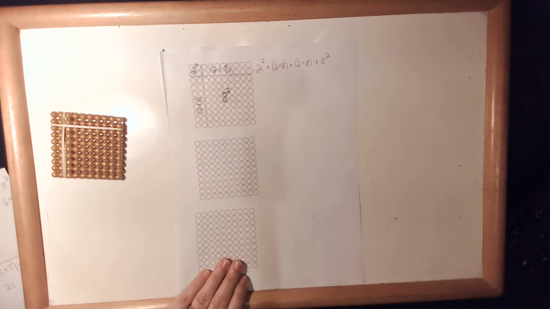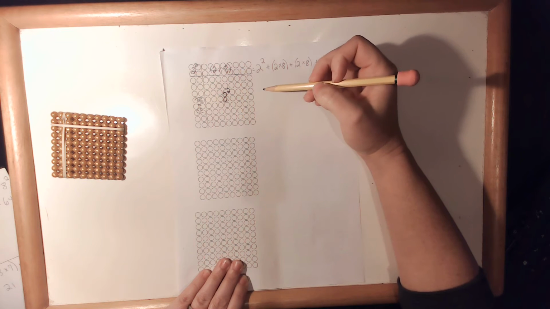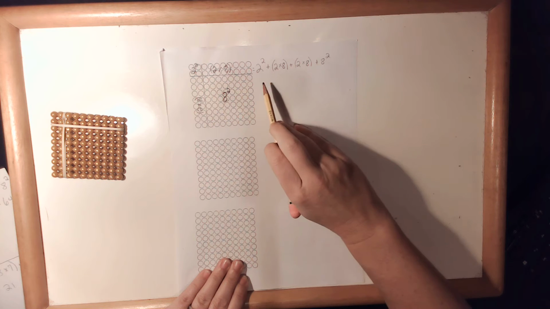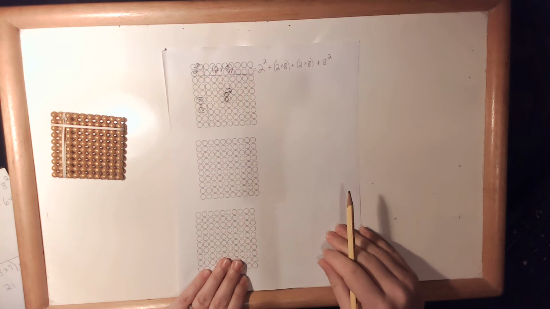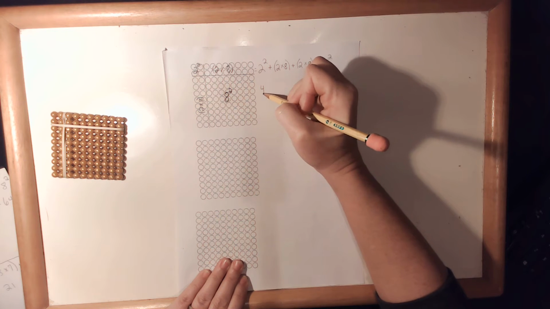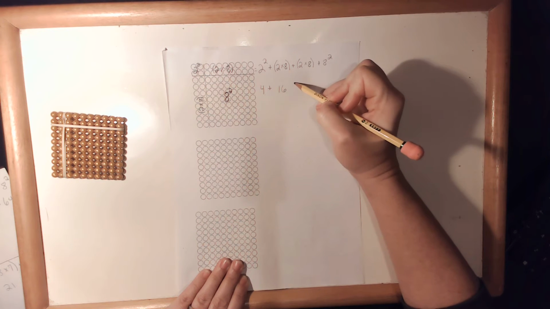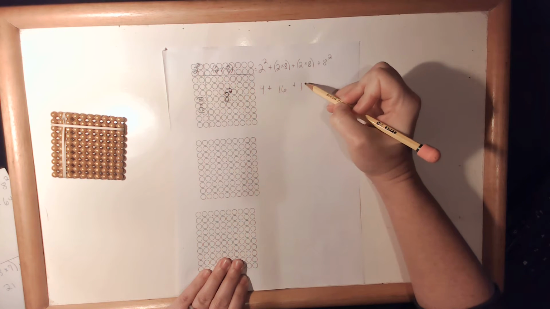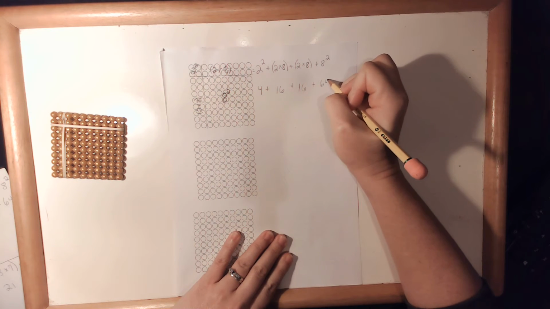Now the next step is I write the value of each number underneath of it. The best part about this work is if you don't have these memorized, you can just count the circles that are in there, or you can use your multiplication square. But I know that 2 squared is 4, 2 times 8 is 16, another 16, and then 64.